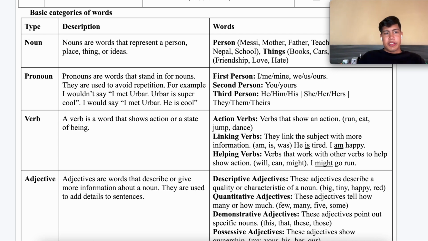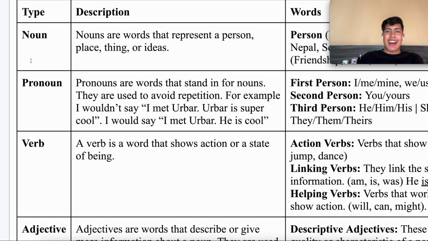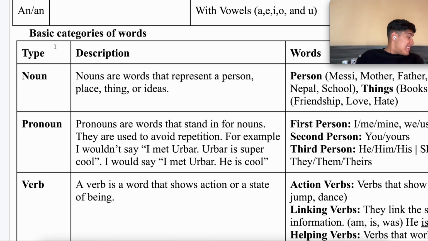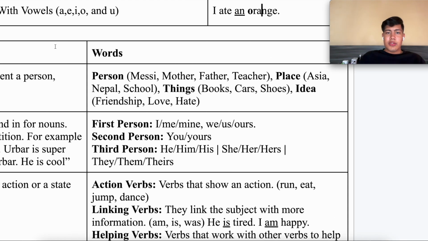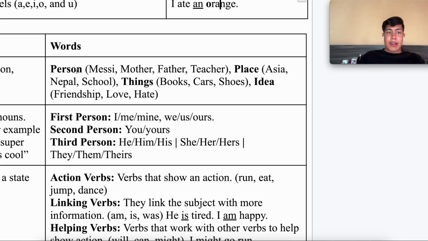Now let's talk about this very quickly. What is a noun? These are all the basic kinds of words that you need to know. A noun is any word that represents a person, place, thing, or idea. So let's look at some examples.